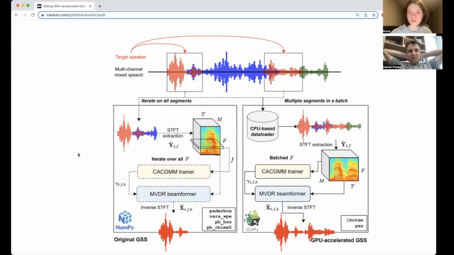I don't recall what this CAC GMM thing is. GMM is probably Gaussian mixture model, and I think Gaussians appear in the MVDR formulation somehow, so it's probably related to that. So probably what's happening here is, okay, let me look at this.